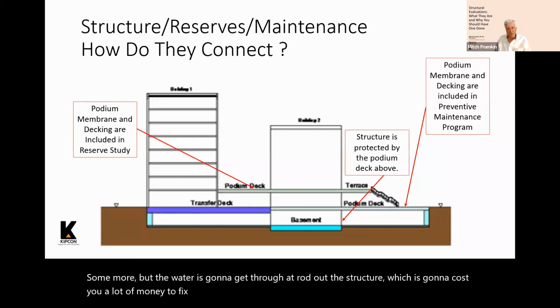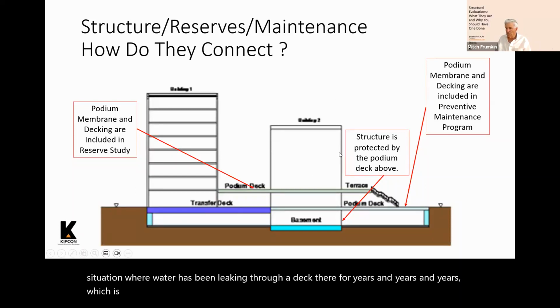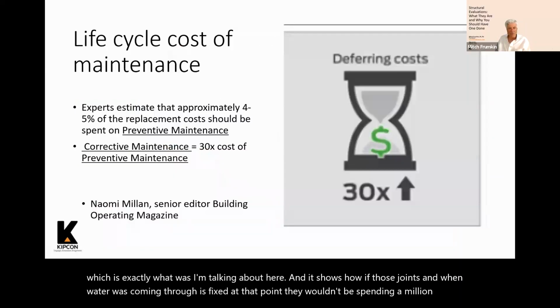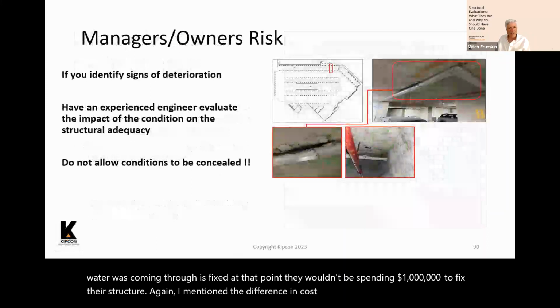And when you looked at the picture on my first slide, that was a situation where water has been leaking through a deck for years and years and years, which is exactly what I'm talking about here. It shows how, if those joints where water was coming through had been fixed at that point, they wouldn't be spending $1 million to fix their structure. Again, I mentioned the difference in life cycle costs.